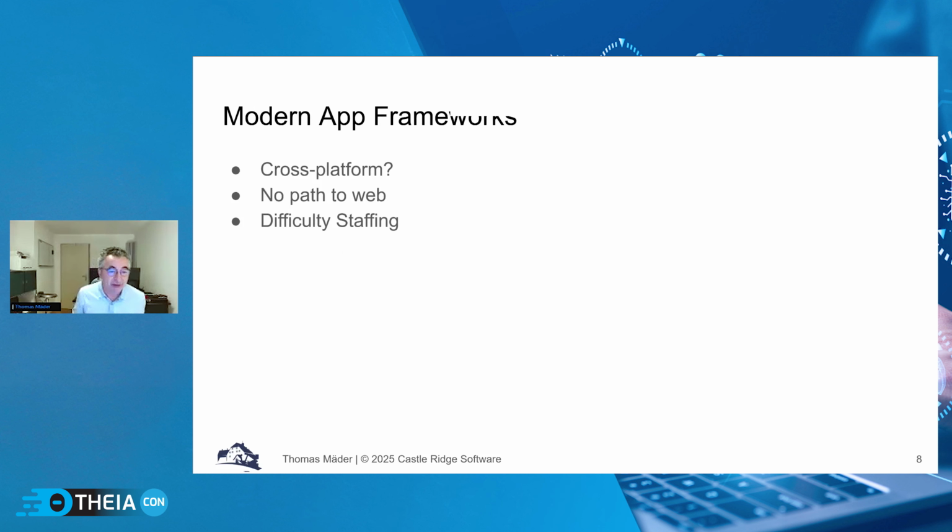So with modern app frameworks, one of the questions you have to ask is, are they cross-platform? Because if you want to run your application on the three major platforms, it has to give you that. There's usually no path to a web application. You're moving from one desktop framework to a second desktop framework. And the third thing is also the staffing might be difficult to find depending on the framework that you're using.